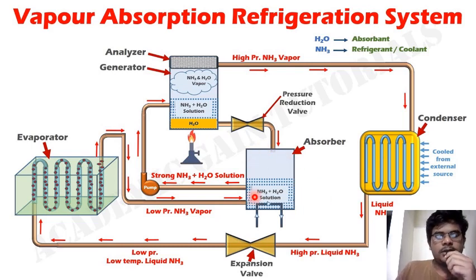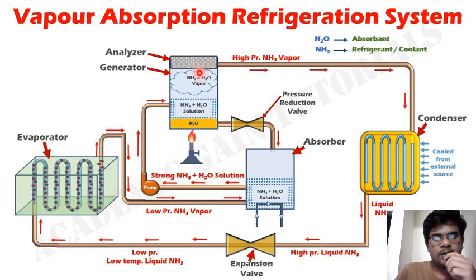This solution is passed into the generator using a pump, and the generator heats the solution so that, since ammonia has a lower boiling point, the ammonia gets converted into vapor while heating, and water remains as the fluid. So this vapor of ammonia is passed through the condenser, and the same process which happens in the vapor compression cycle happens in the vapor absorption cycle. The only part that is replaced is the compressor, and the remaining process remains the same.